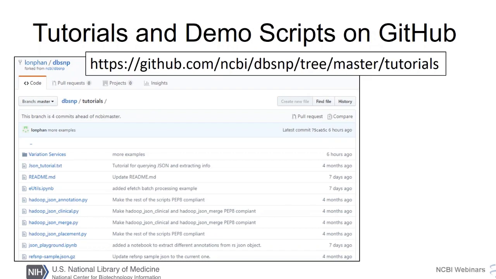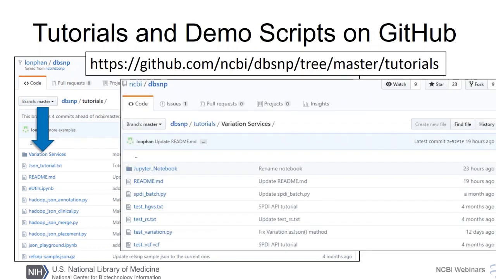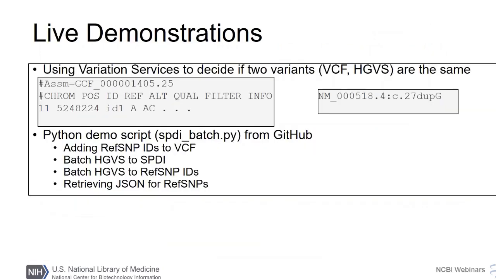And Lon Fon has put up some tutorials on a GitHub site, the NCBI GitHub site, and that's the URL that will take you there. There are a bunch of tutorials here about how to manage the JSON format from dbSNP. There's also a set of variation services demonstrations here, including a Jupyter notebook that shows you how the calls work, and a real simple script in Python that will let you access things via the API. Okay, so what I hope we have time to do now is to try to do a couple of demos.